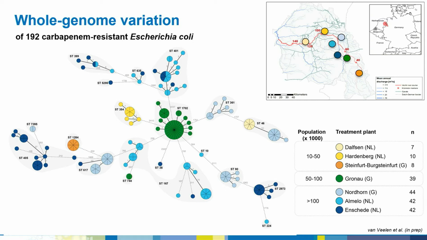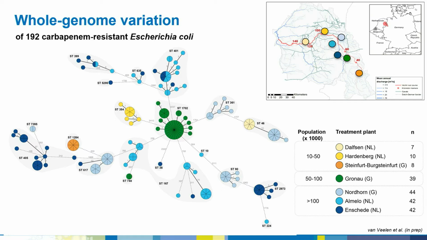So what you see is a grape tree, which looks like a bunch of grapes on a branch, and the closer they are together, the more similar they are genetically, based on the genomic information. So what we found out is that in these different colors, so the different wastewater treatment plants along the river catchment, we found a huge diversity of Escherichia coli genomes.